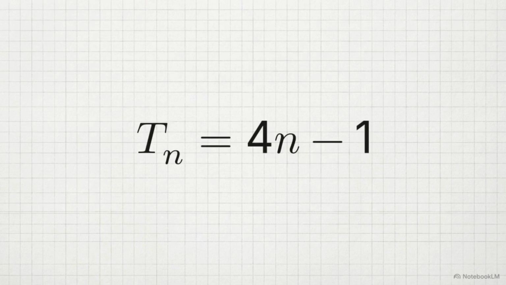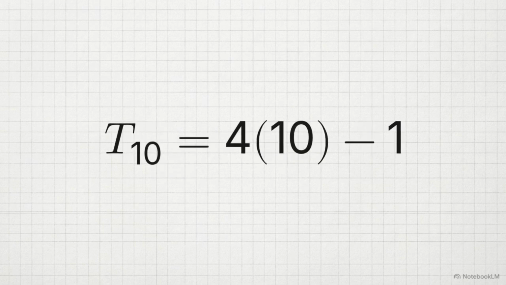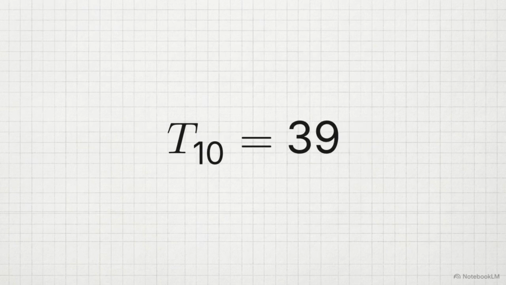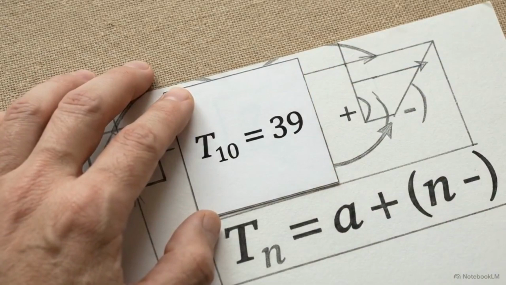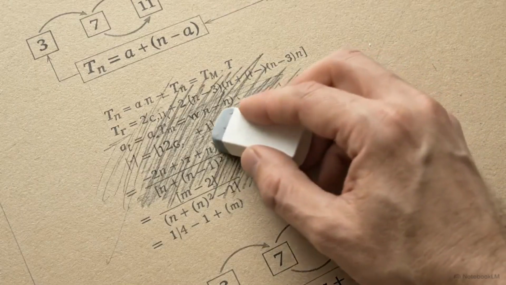Let's use it to find the 10th term we mentioned earlier. Since we're looking for the 10th position, our variable n is 10. We replace n in our formula with 10. Finishing the math, 4 times 10 is 40, minus 1 is 39. By substituting the position into the formula, we found the value of the 10th term without having to list the numbers in between. We can also work in reverse.